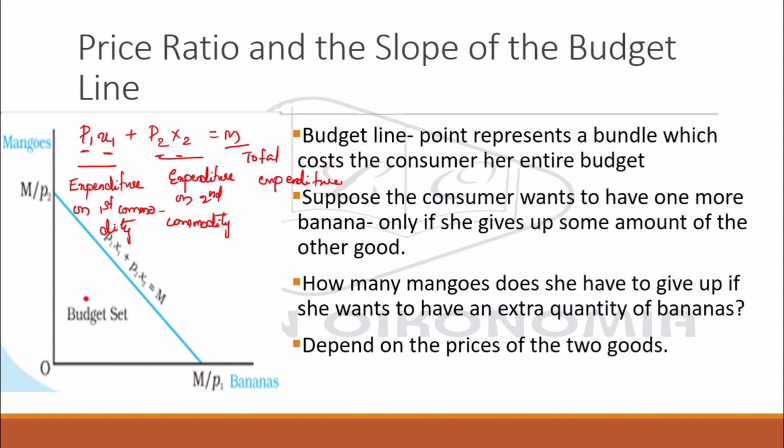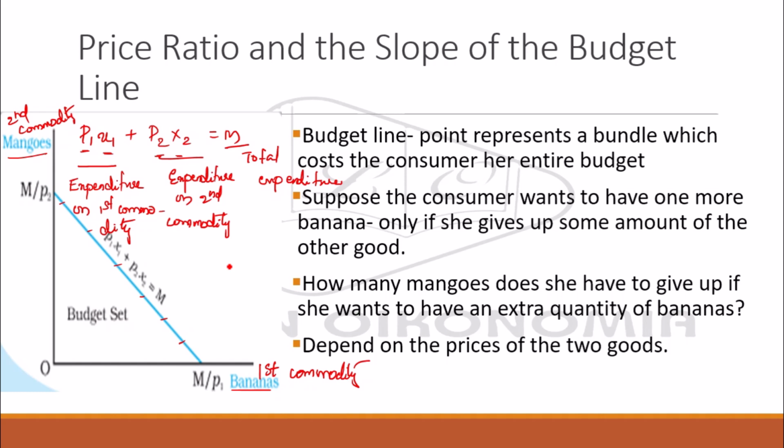Isn't it? So here in this diagram, you measure the first commodity along the x-axis. The first commodity is represented here as banana. You measure the second commodity along the y-axis, which you consider here as mangoes. These are the different points on the budget line. Each of these points shows you a bundle which costs the consumer the entire budget.